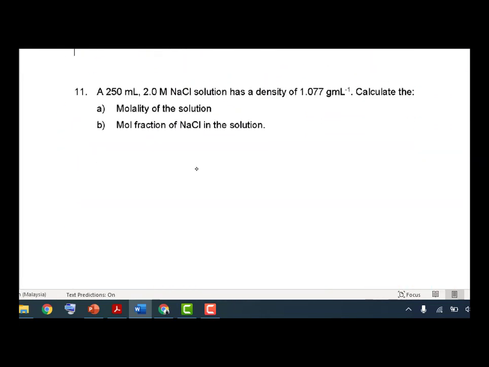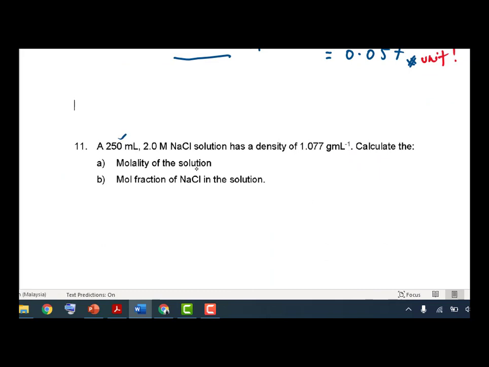Question number 11. You are given 250 ml 2 molar of NaCl solution, with the density of the solution, and you have to determine the molality of the solution. So always get back to the definition. Molality is to consider the mole of solute. So what is the solute? It is NaCl, divided by the mass of solvent in kg, which is mass of water in kg.